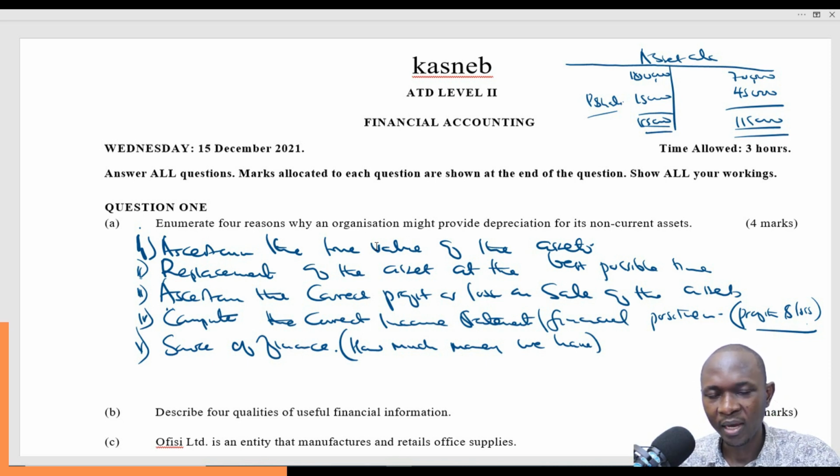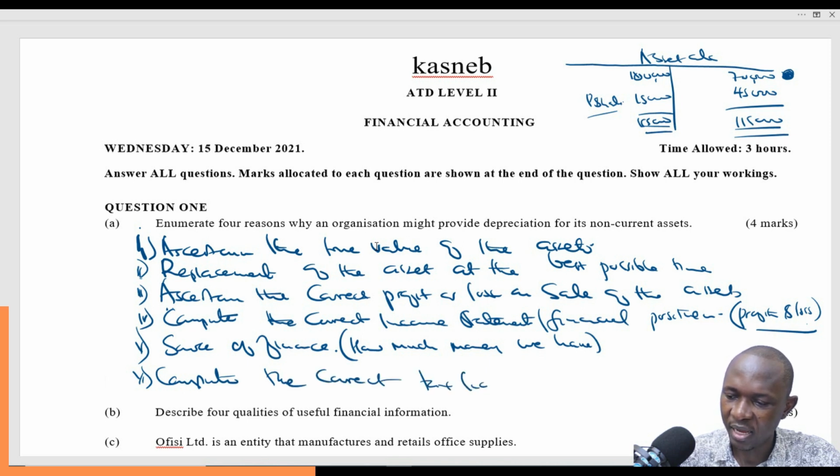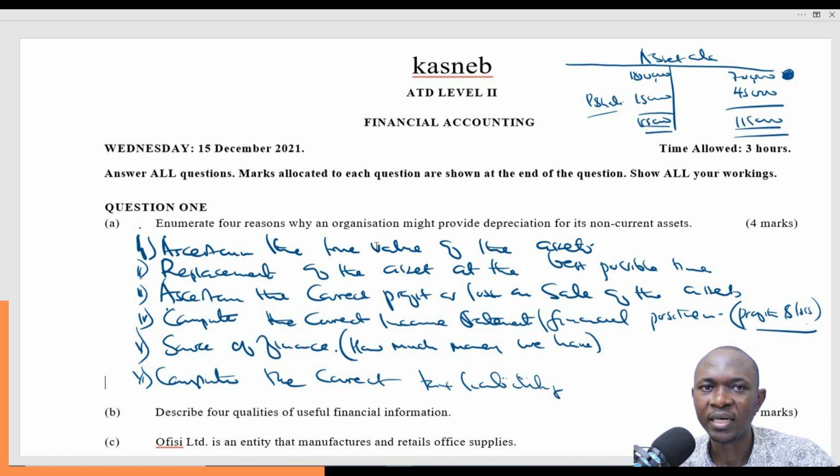How far can we use it as a source of finance? The figure will help us to determine that. If we have a depreciation, like in our example, of 70,000, this is accumulated depreciation. It means this money is just lying somewhere and you can use it as a source of finance, then return it, of course, in due time before the replacement of the asset happens. It also helps us to compute the correct tax liability. Of course, the revenue authority will have its own measures, but we also need to at least have our own ways of computing the tax liability before we can apply to the KRA.